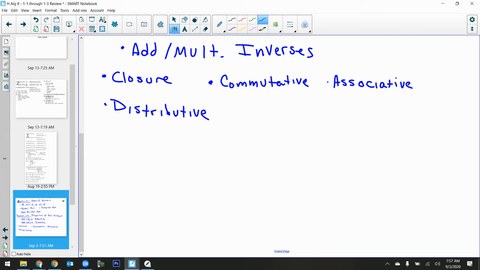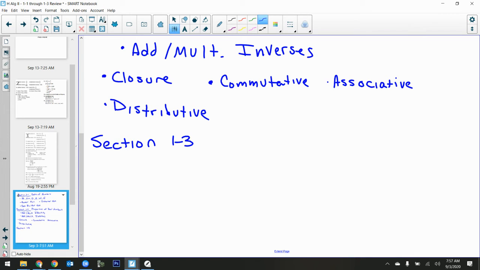Okay, and then we're coming to the real meat and potatoes of the quiz, section 1-3. See, food. You know, I'm always thinking about food. Section 1-3, square roots. Okay, that is what a bulk of the points on the quiz are going to be, because there's a lot of different things I could ask you. There's a lot of things you have to know based on that.